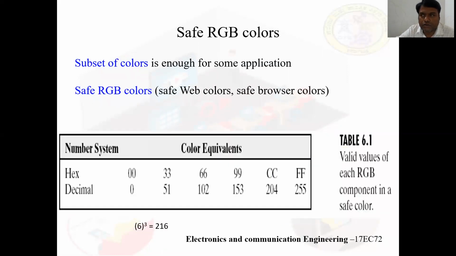Many systems in use today are limited to 256 colors. Also, there are numerous applications in which it simply makes no sense to use more than a few hundred or fewer colors. This subset of colors is called the set of safe RGB colors, or the set of all system safe colors. In internet applications, these are known as web colors.